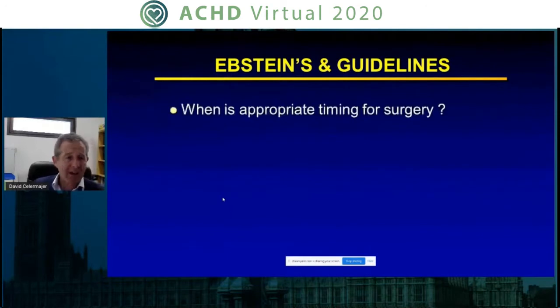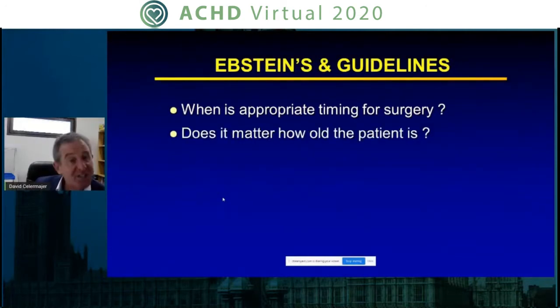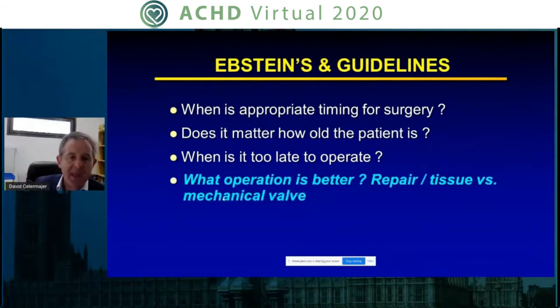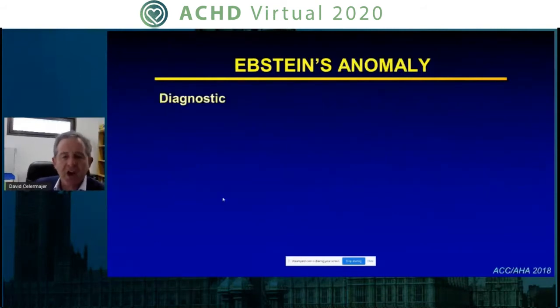Well, what we're going to cover in this talk is when is appropriate timing for surgery, the question with which we all struggle, because many of the patients look much, much better than their echocardiograms and tell you they're asymptomatic, even though they have huge atrialized right ventricles. Does it matter how old the patient is in making this recommendation? Is it ever too late to operate? And if so, when? And if you decide to operate, what operation is better? Repair or tissue valve versus mechanical valve? And does it matter what center that's done at? Does experience count? So what do the guidelines tell us?